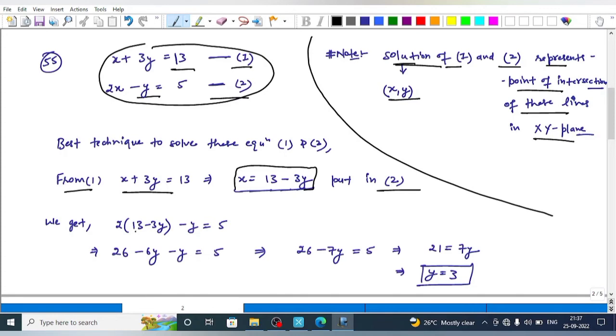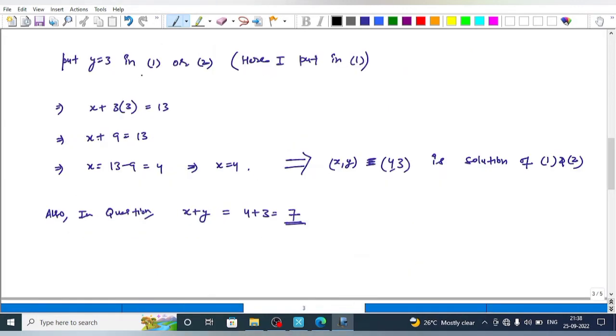We get 2 into 13 minus 3y minus y is equal to 5. This implies 26 minus 6y minus y is equal to 5. After some simplification, this implies that 26 minus 7y is equal to 5, and this can be written as 21 is equal to 7y, that is 7 divide 21, that is y is equal to 3. Put this value of y equals 3 in equation first. We get x plus 3 into 3 is equal to 13. This implies that x plus 9 is equal to 13, that is x is equal to 4, x is equal to 4 and y is equal to 3.